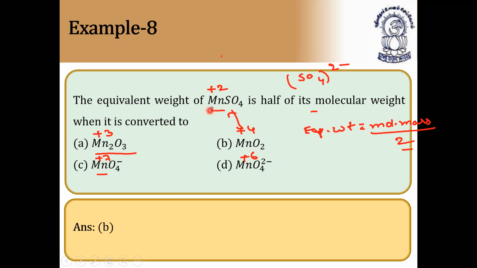So when questions are given like this, simply find the oxidation states of manganese in all four cases. It's very easy to calculate the oxidation state. Wherever +2 changes to +4, it is exactly by 2. If +2 changes to +3, it is by 1, because the difference is 1. Here the difference is 2, here it is 5, and here it is 4. Next question.